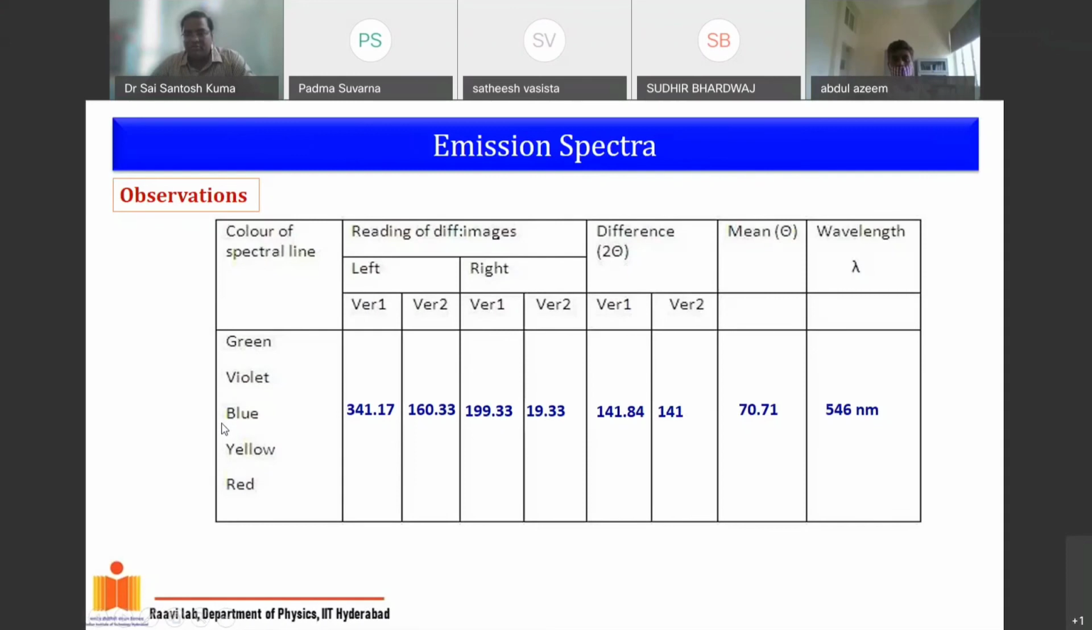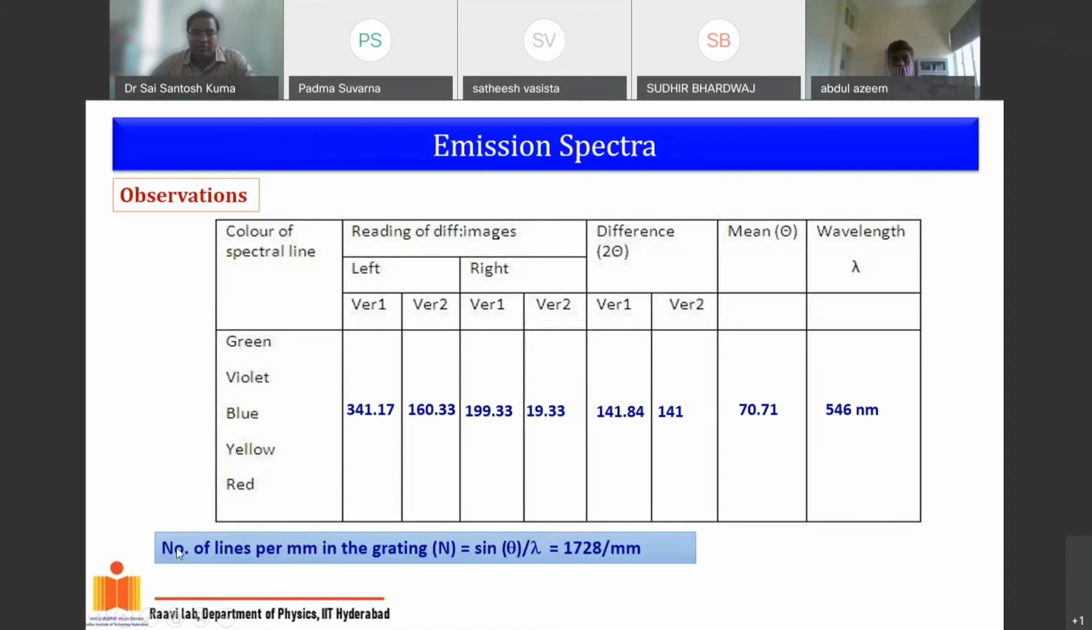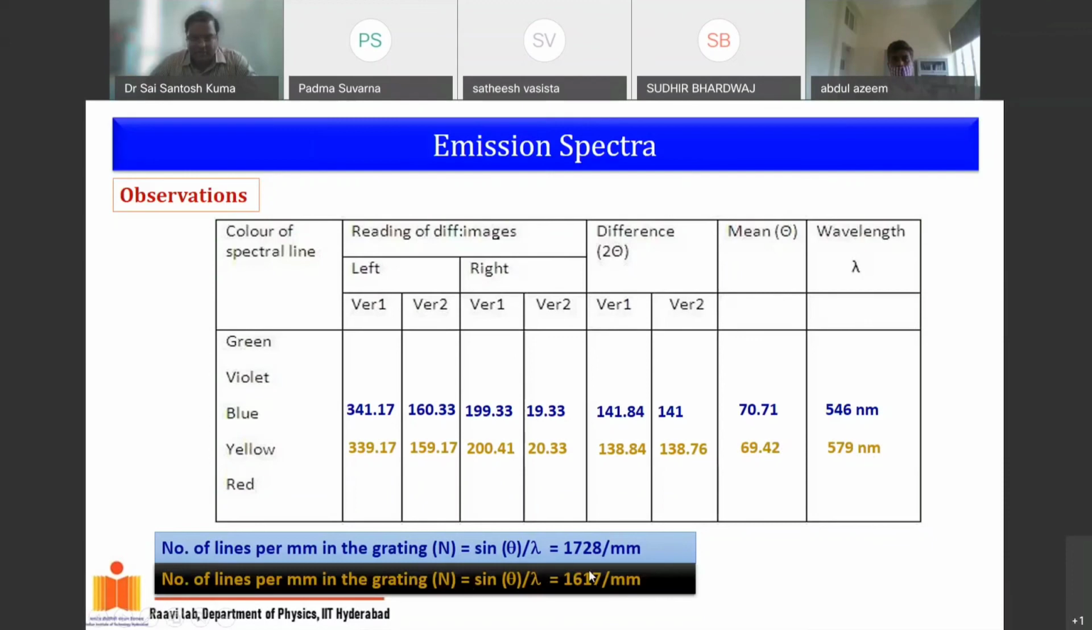I know for blue it is 546 nanometers. So I can use the equation: number of lines per mm in the grating is equal to sin theta by lambda, and it turns out to be 1728 per millimeter. Same thing I repeated for yellow. I got these numbers, 16.42, and the wavelength as per the website is 579, and I got 16.1617. As you see, the error is too high.